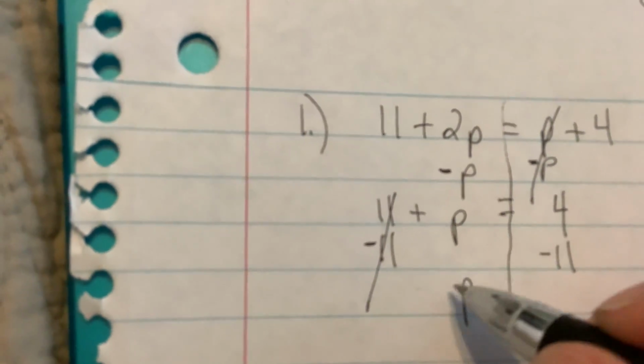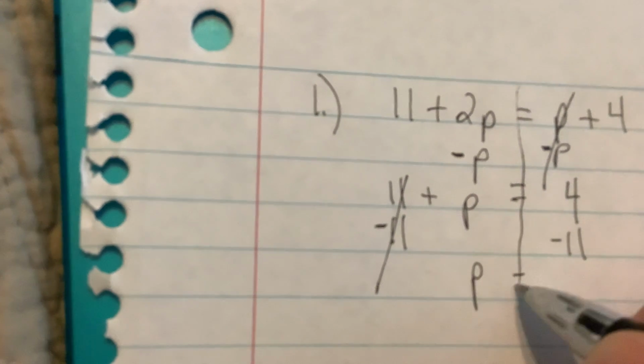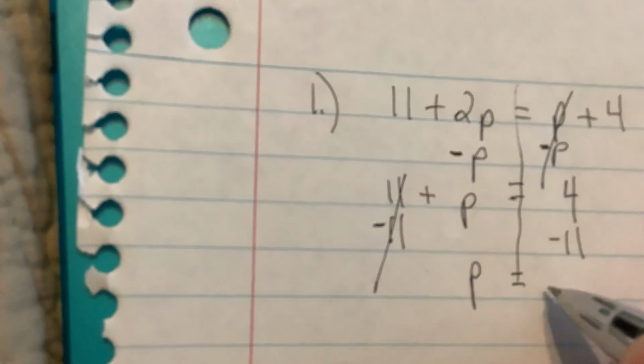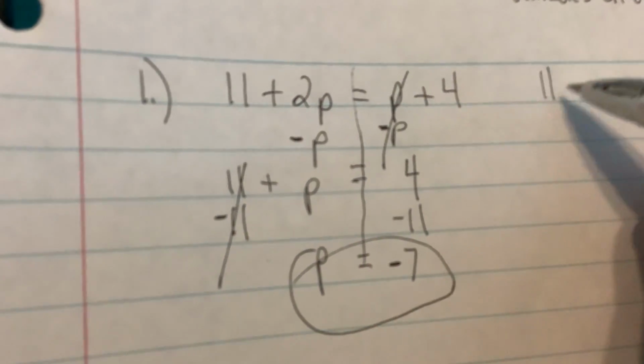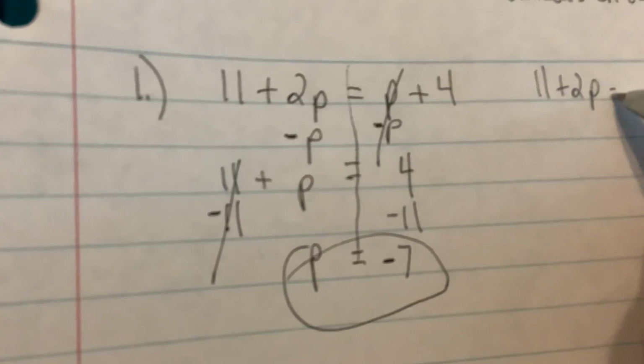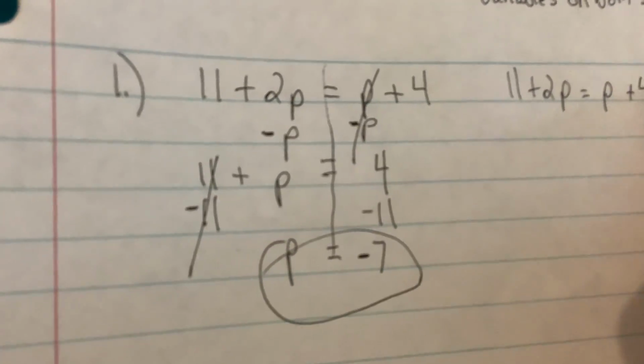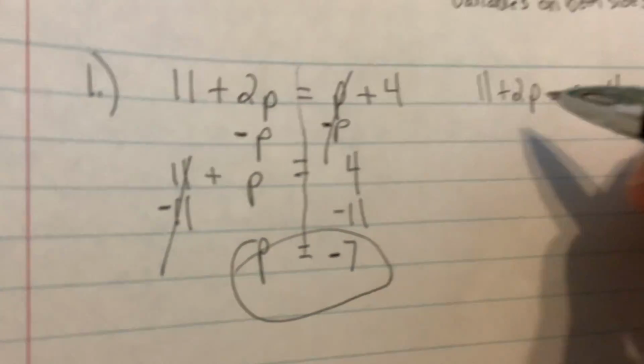That's going to get rid of it. It's a positive p. I don't have to put the positive now. And over here, 4 minus 11 is negative 7. That means in your original equation, if you're one that likes to check your answers, every time you see a p, you're going to put a negative 7.